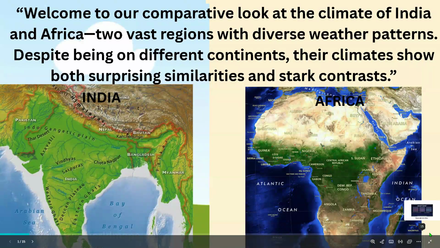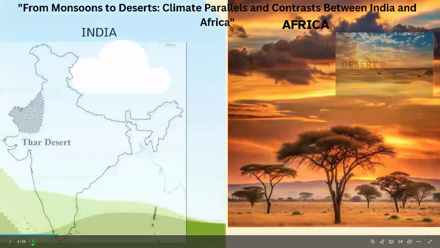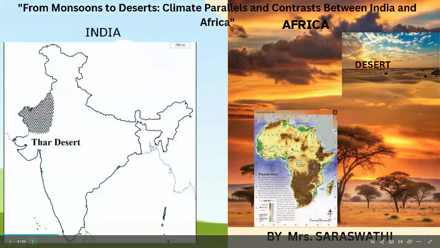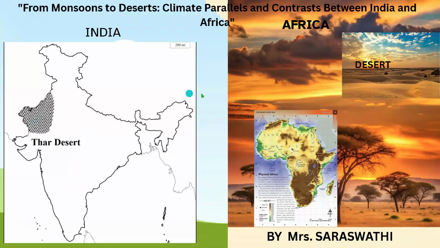And when compared to this, what are the other things that you find in Africa? Similarities and dissimilarities, a stark contrast that we are going to see in these slides. Okay, now let us see. Next. In this, we are going to see the desert first. Similarities: there is the Thar Desert in India, and in Africa, there is the Sahara Desert and the Kalahari Desert in the south.